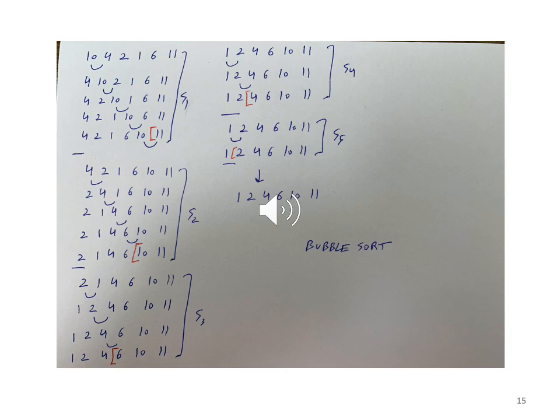So now we do the same bubble sort procedure, this time with all the elements except 11. So A0, A1, A2, A3, A4. Okay.